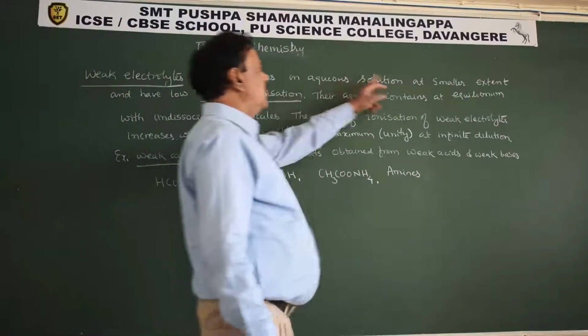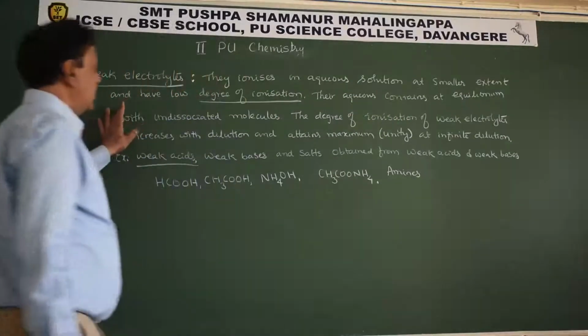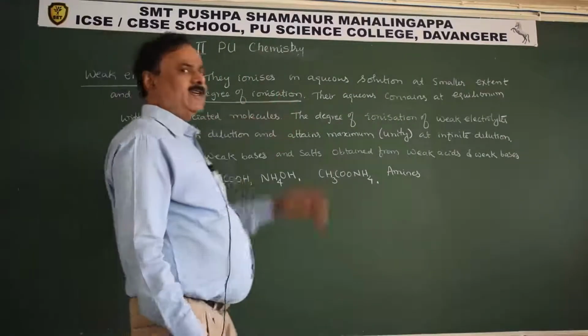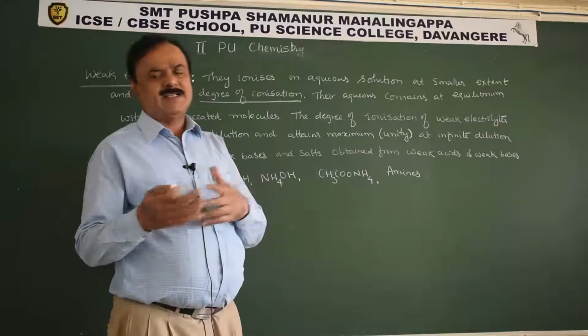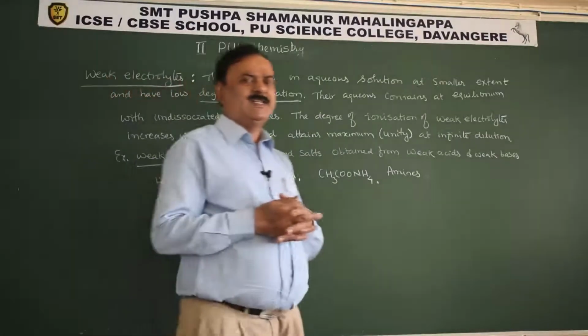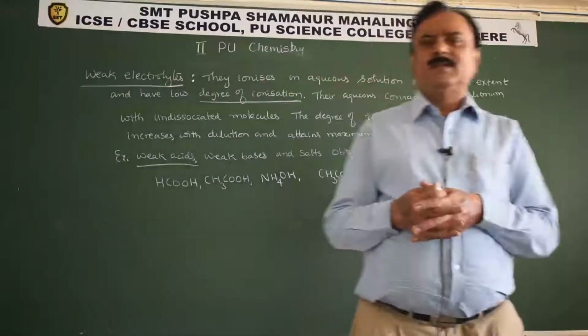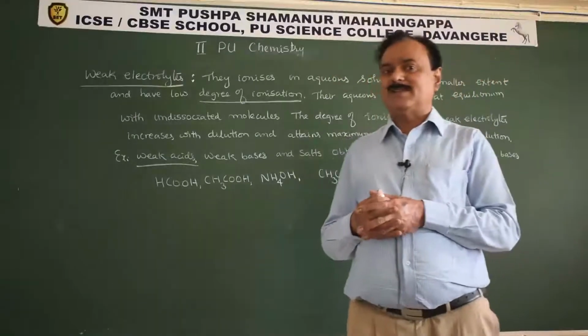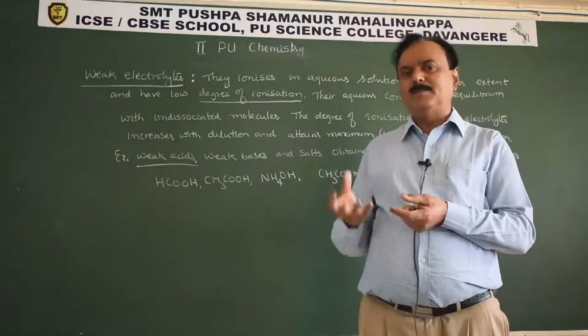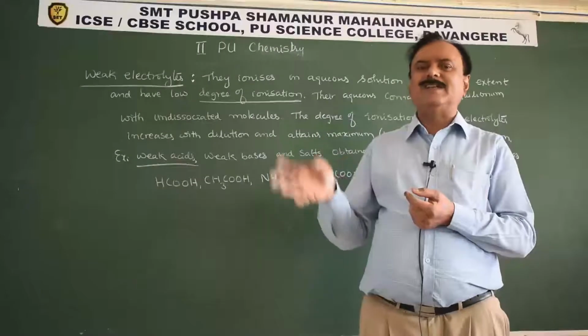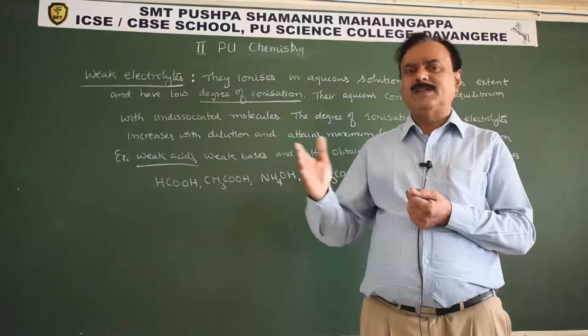They ionize in aqueous solution to a smaller extent and have a low degree of dissociation or ionization. This means the extent of ionization of weak electrolytes in solution phase is minimum. They do not undergo ionization to the maximum extent in the beginning. But when plenty of solvent is added, the degree of ionization gradually increases.